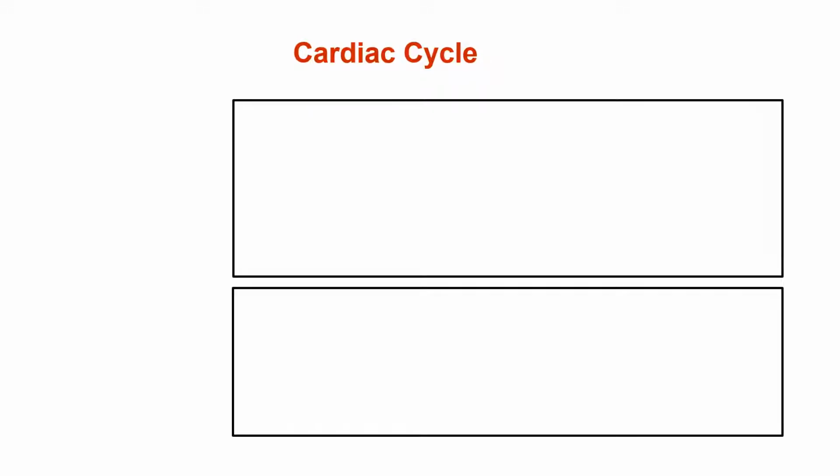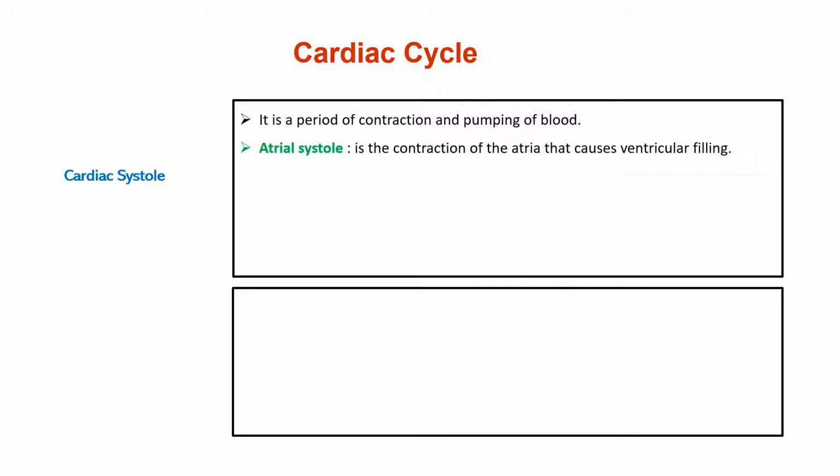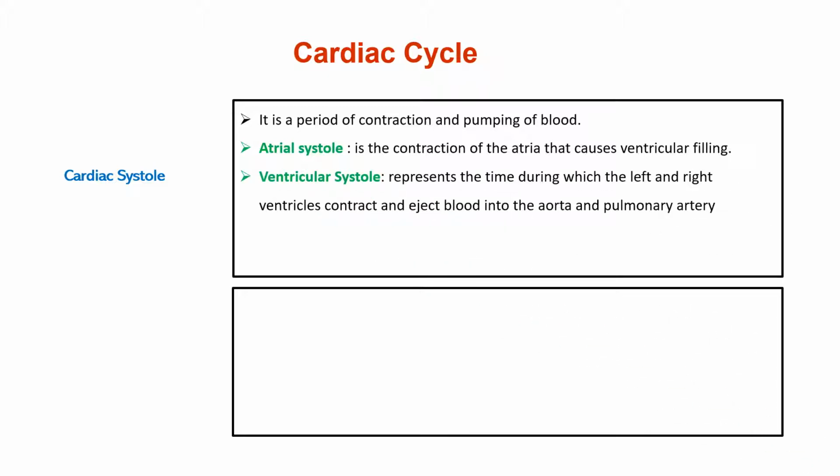The two periods in the cardiac cycle are cardiac systole and cardiac diastole. Cardiac systole is the period of contraction and pumping of blood. It is mainly two types, atrial systole and ventricular systole. The atrial systole is the contraction of the atria that causes the ventricular filling, and the ventricular systole represents the time during which the left and the right ventricles contract and eject blood into the aorta and pulmonary artery. During systole, the aortic and the pulmonic valves open and the atrioventricular valve closes.